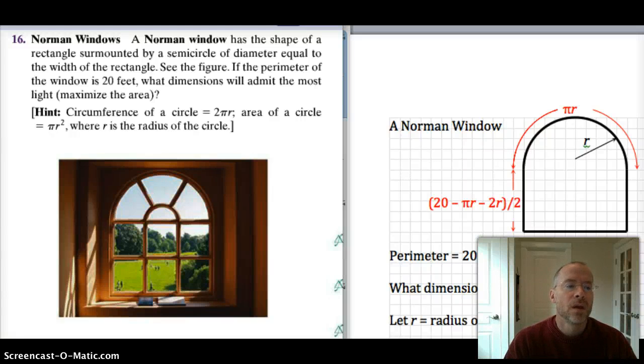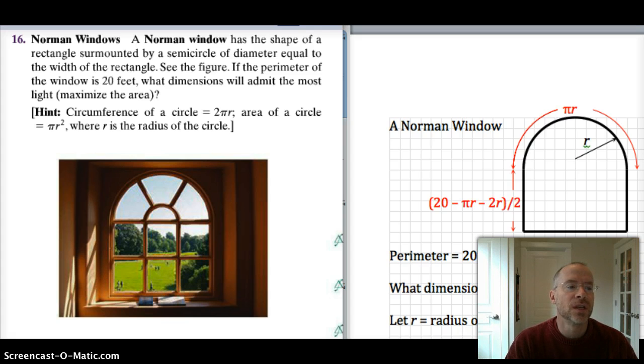Hi gang, here's an example from section 3.4, and in this section you're asked to develop quadratic models, so basically parabolas, in some kind of problem situation, and then often use the fact that a parabola has a maximal or minimal point at its vertex in order to solve an applied problem.